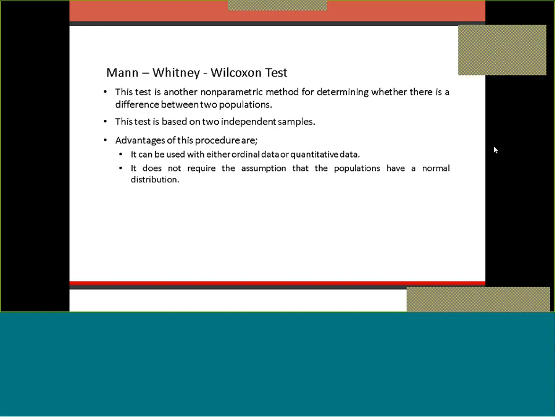So the advantages of this procedure are that it can be used with either ordinal data or quantitative data, meaning it can be applicable in both ways. Similarly, it is a non-parametric test, right? So it does not require the assumption that the populations have a normal distribution. Please remember that in non-parametric methods, we do not require any assumptions about the population in many cases.